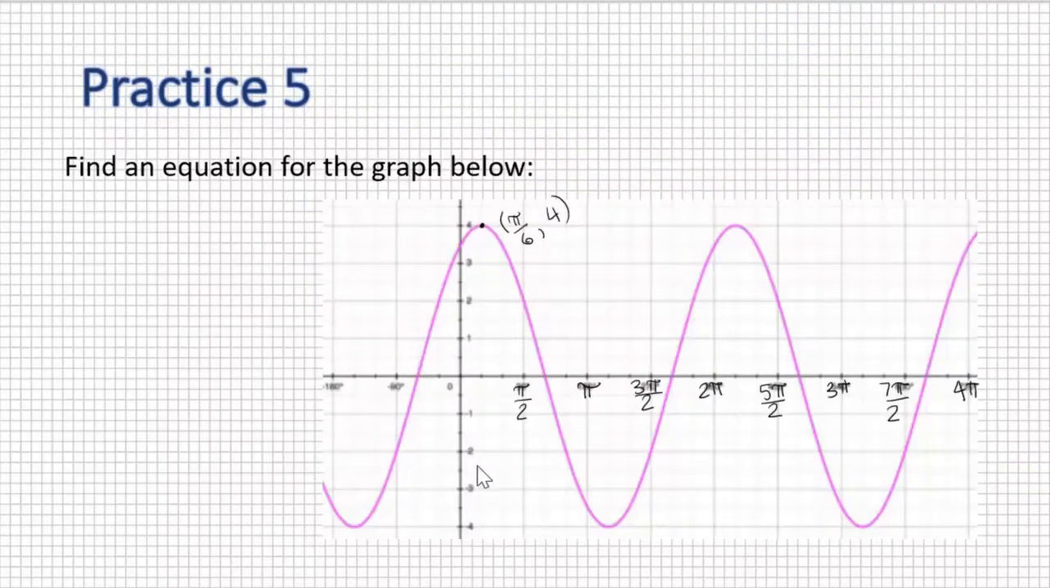Let's try another one. What do we see in this case? So once again, the general formula is y is equal to a times the sine or cosine, I'll use cosine this time, times b times x minus c.